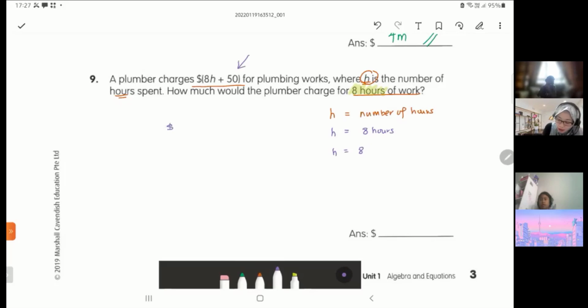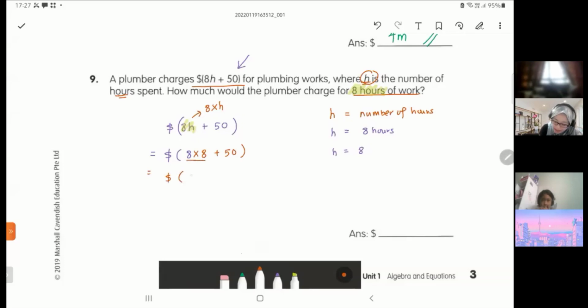So $(8H + 50), that's a bracket, is equal to $(8 × H + 50). Between 8 and H here, you should know that this means 8 times H. So 8 times 8 plus 50, like this, right? Equals to, what do I do first? I do my multiplication first, because the order of operations says that multiplication comes first. So $(64 + 50) equals $114. And that is my answer, 114.